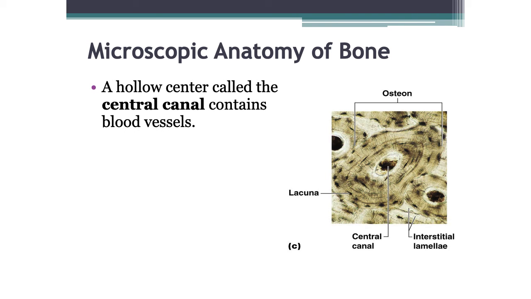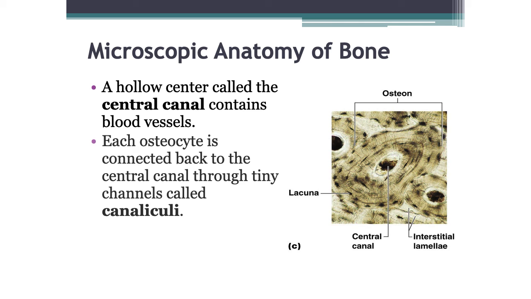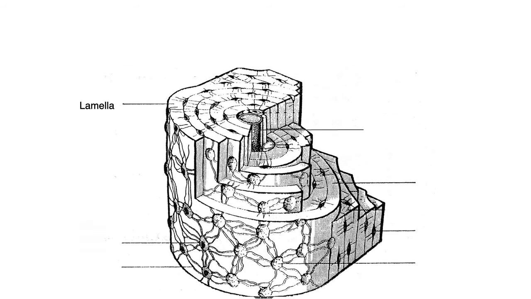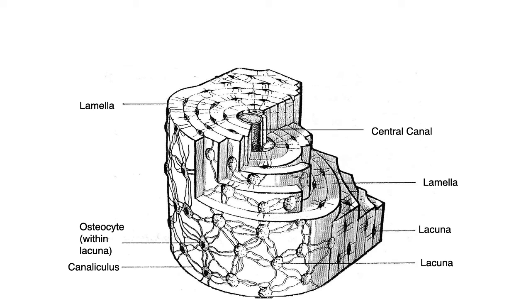The hollow center, called the central canal, contains the blood vessels, right? So that allows blood to flow to the bone. Each osteocyte is connected back to the central canal through tiny channels, okay? And then you see right here, here is the lamella, here's the osteocyte, and then we see all the different parts: central canal, lamella, lacuna, and there's the lacuna again. So it's showing all the different parts of the bone.